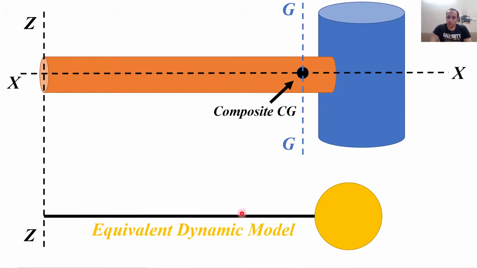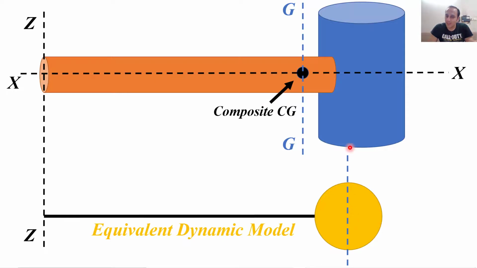So what do we have in this equivalent dynamic model? We have two things. One is this black rod, which is considered massless. Then we have a point mass. Although it has some dimension, actually it doesn't have any. This is just a point at which the whole mass, or whole weight, of this hammer is acting. So consider it just a point.